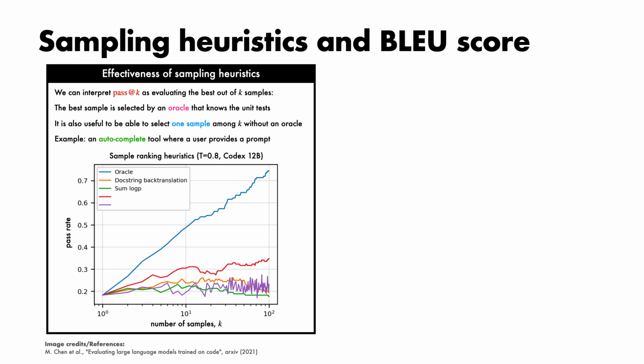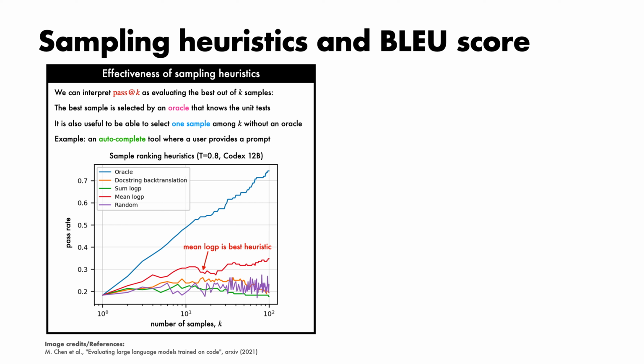The green line selects samples by sum log probability. The red line selects samples by mean token log probability, and the purple line selects randomly. We can see that the red line representing the mean token log probability heuristic outperforms random sampling and is the best heuristic among the options considered here.